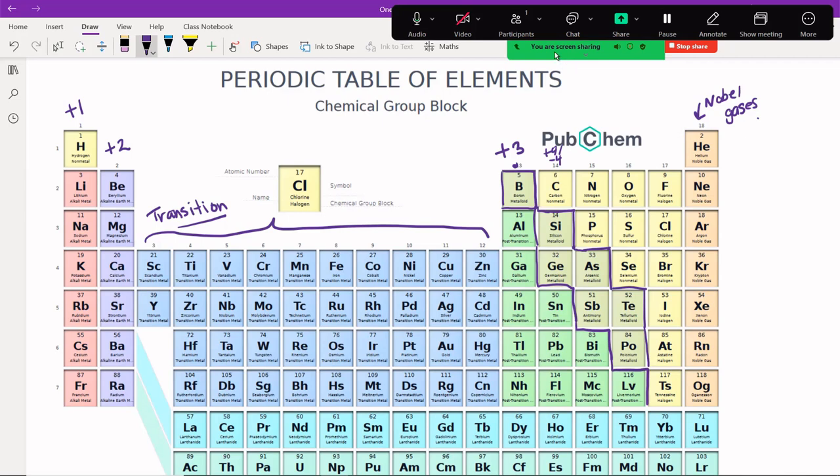So column 17, these are where your halogens are located. And the halogens, so fluorine, chlorine, bromine, and iodide, these all have a -1 charge. And then if we keep going towards the metals, so column 16 with oxygen, sulfur, and selenium, these have a -2 charge. Nitrogen and phosphorus, they have a -3 charge.